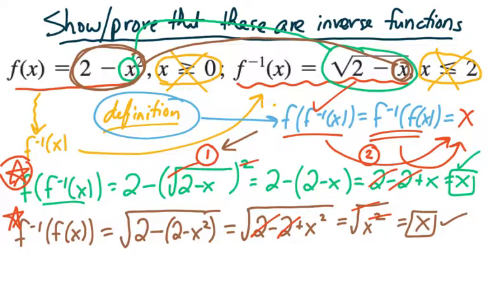Okay, so to show that these two functions are inverses of each other, we had to show that f of f inverse equals f inverse of f, which always gives you x back out. Have we proved it? Yes, sir, we have, and that's the way to do it.